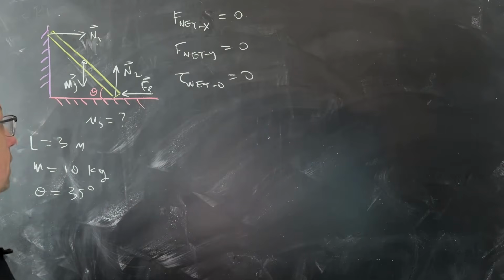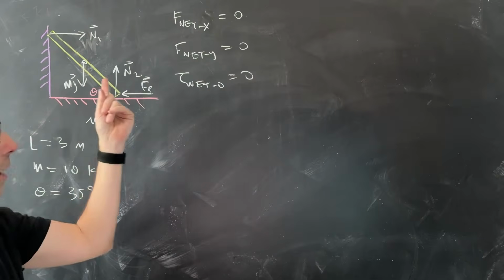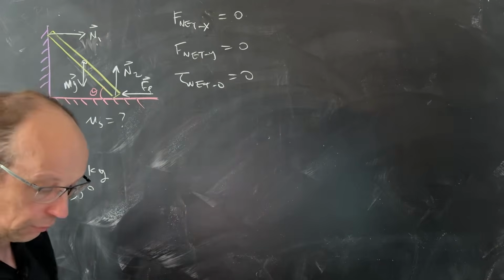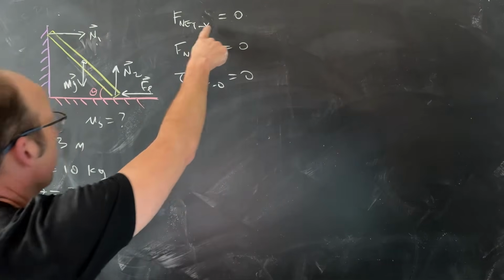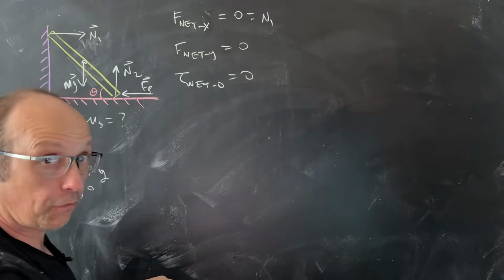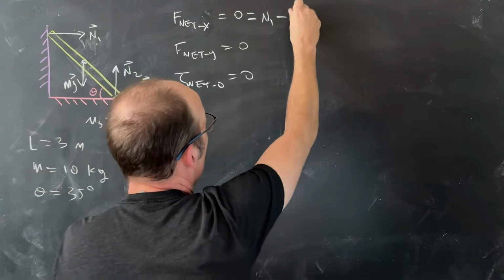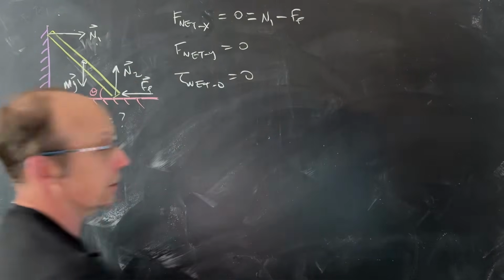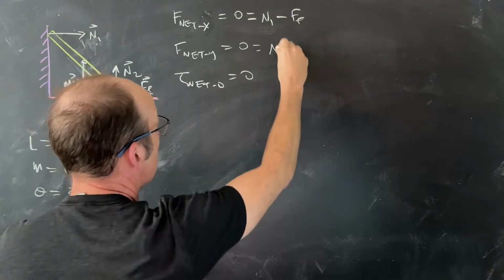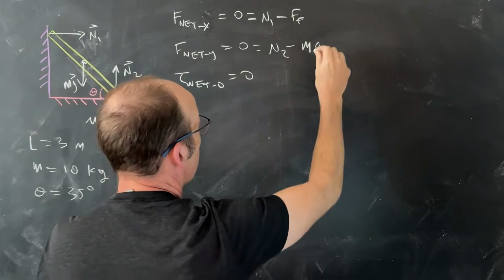Now we need to start filling in our equations right here. So we have our force diagram. We're going to do these two, and then we're going to have to pick a point about which to calculate the torque. So let's go ahead and do the net force. In the x direction, it's pretty easy. I have N1, that's the magnitude of the normal force, in the x direction, and the friction force is in the negative x direction, minus the force of friction, and that equals 0. In the y direction, I have N2, and then I have the gravitational force, minus mg equals 0.